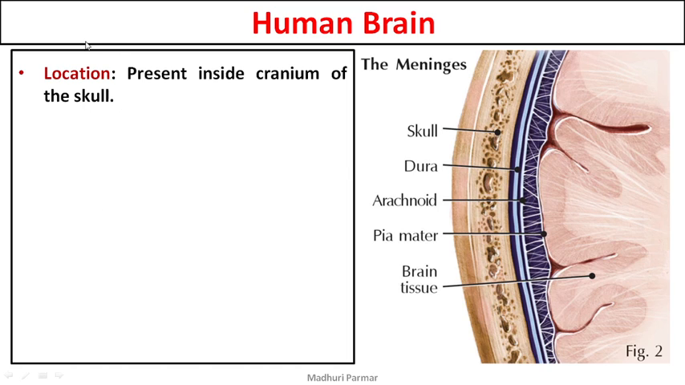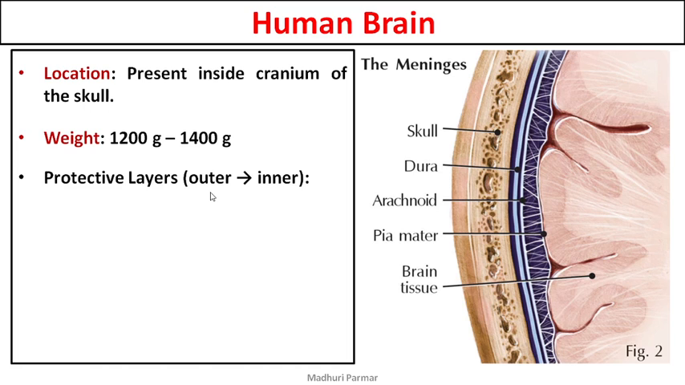Where is it located? The location is inside the cranium. Cranium is your skull. In vernacular you call it khopdi. So inside your skull, there is a box at the top which is known as cranium. So inside the cranium, the human brain is located. Its weight is about 1200 gram to 1400 gram.